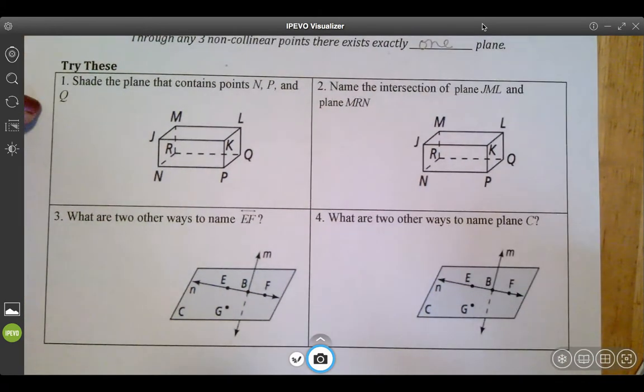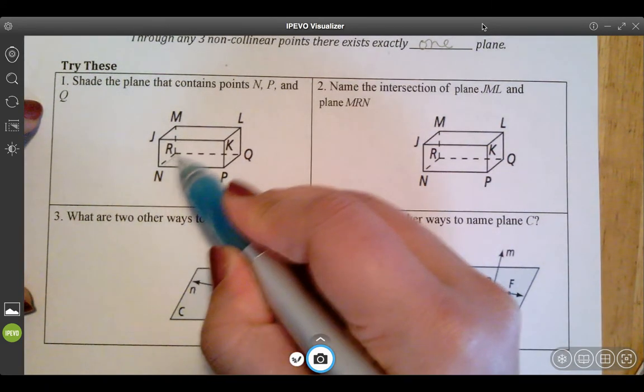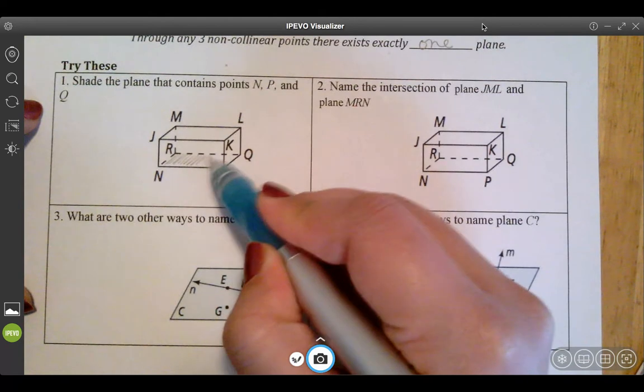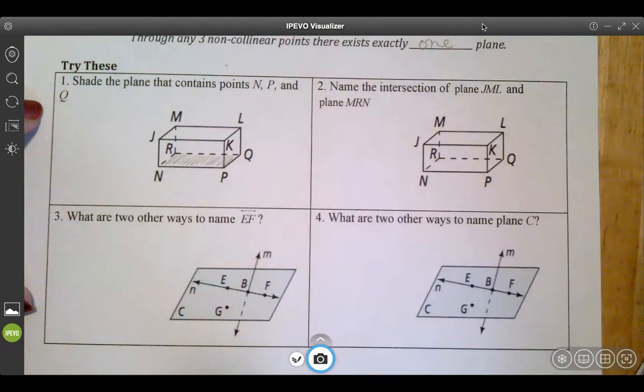Part 1. Shade the plane that contains points N, P, and Q. I'm going to do this one with you, and then the other 3 I'll let you do, and we'll go through them during our synchronous class time.